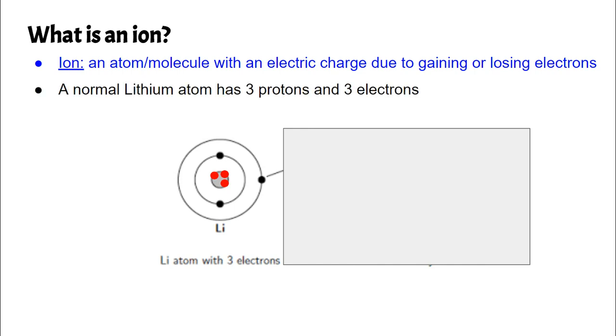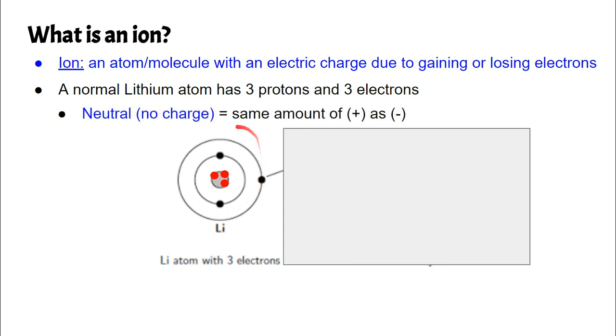So let's look at an example. We have a picture of a lithium ion down here. I'm sorry, this is not a lithium ion, it's a lithium atom. So we have this lithium atom down here. It has 3 protons in the nucleus, which are in red, and 3 electrons, which are in black. This atom of lithium right here is neutral, which means it has no charge because it has the same amount of positive protons as negative electrons.